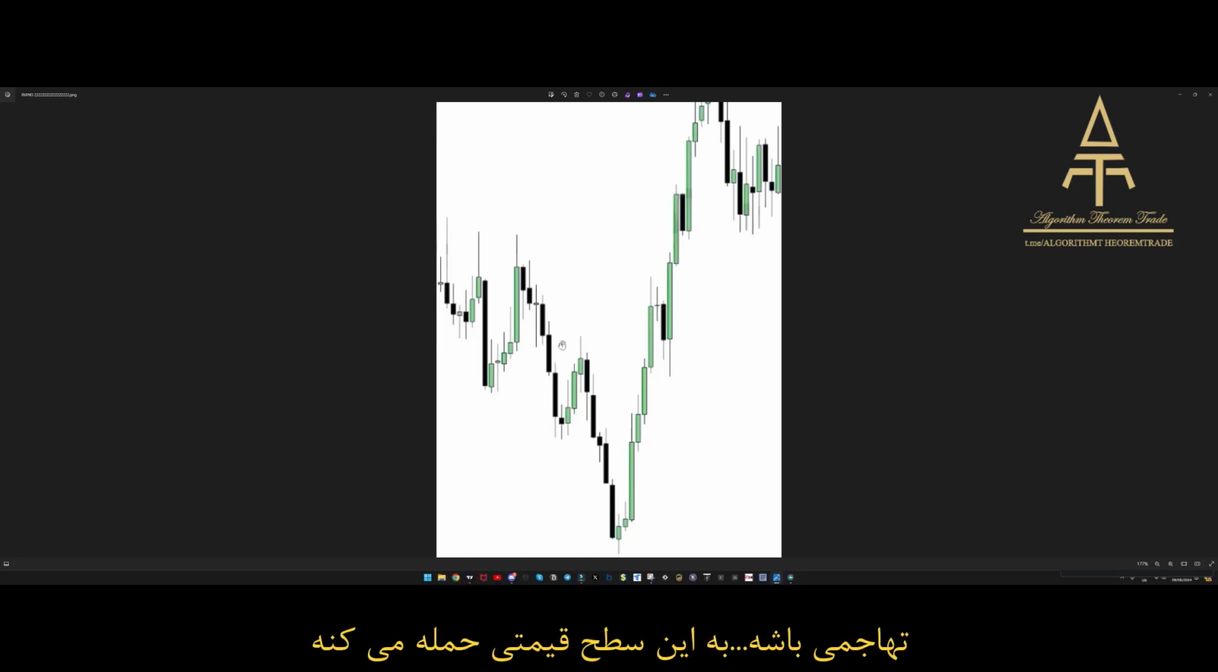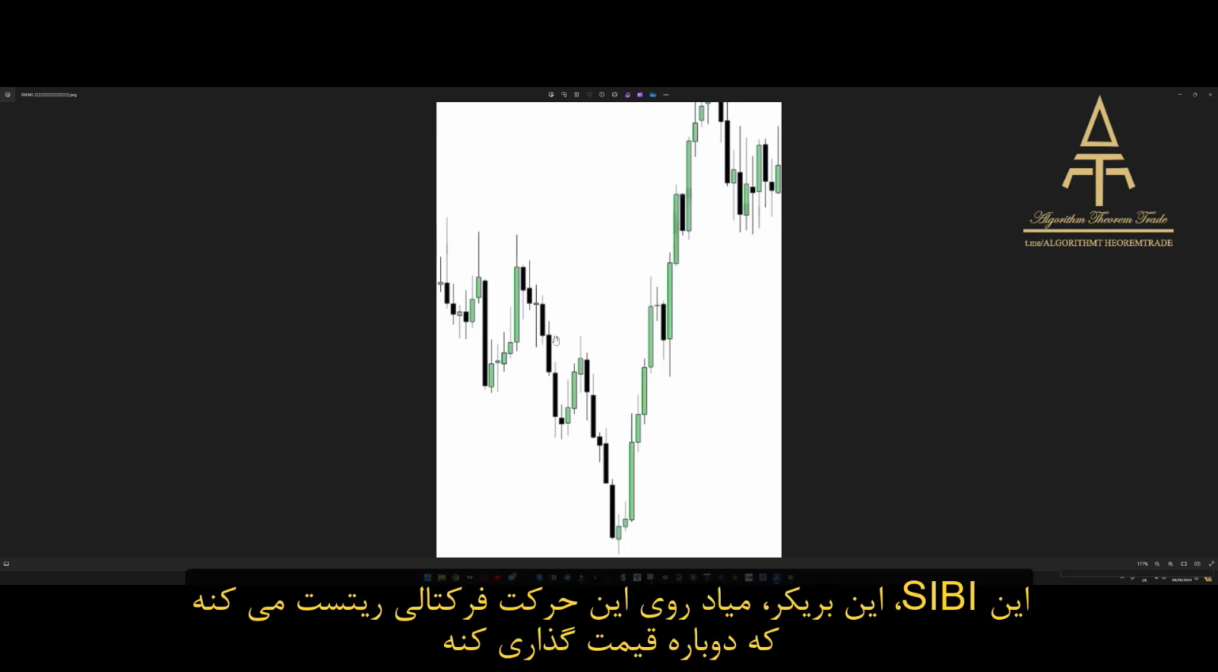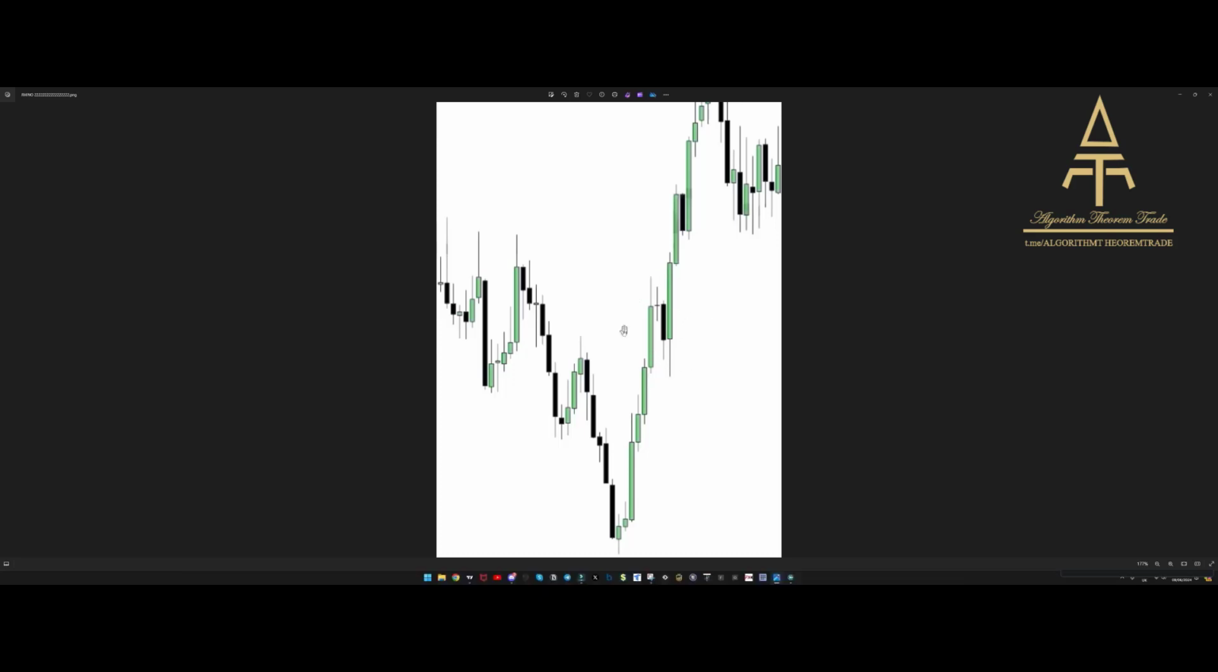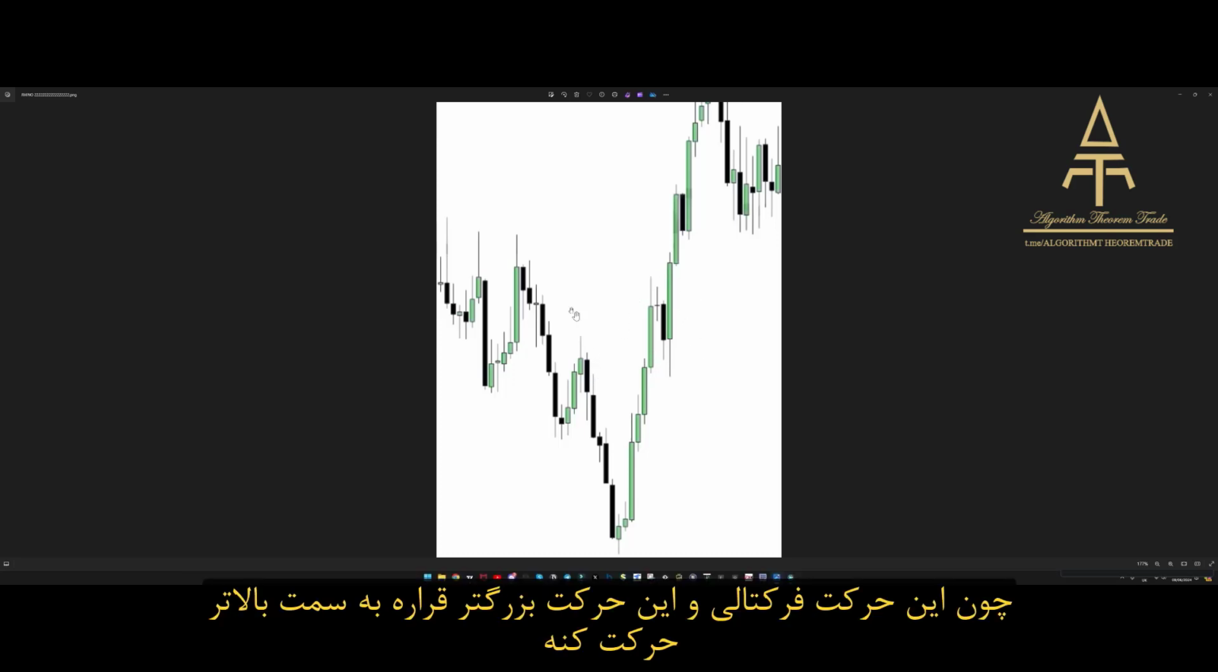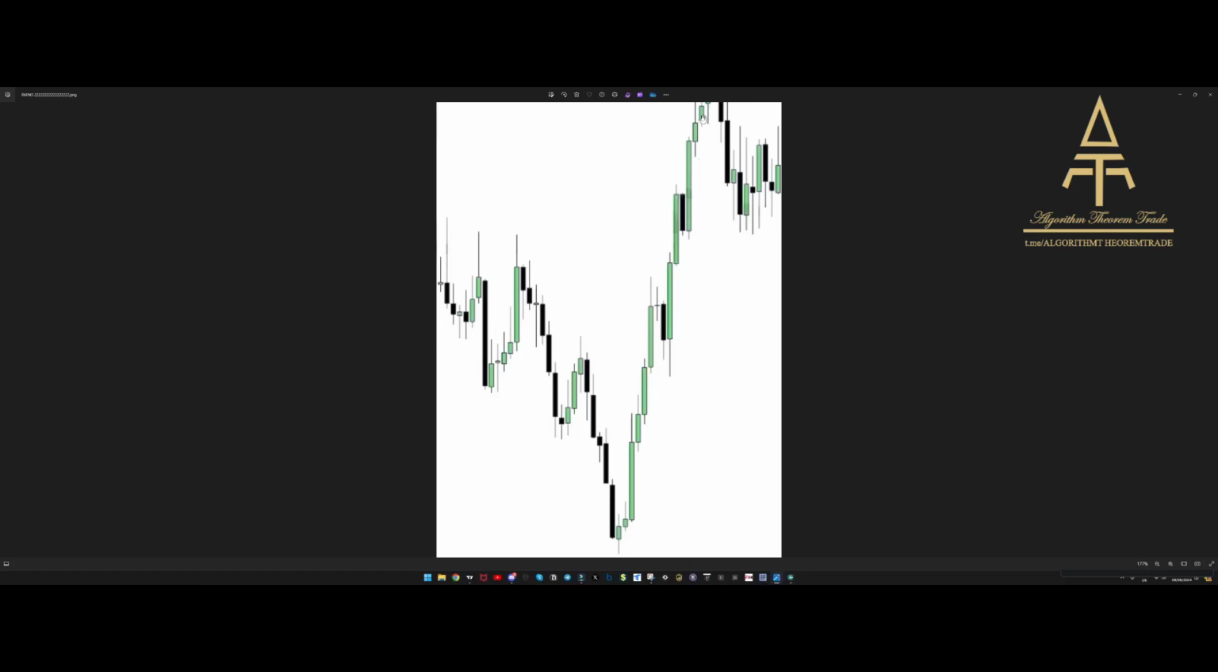Violates this price level. Okay. This SIBI. This breaker. Retests to reprice again on the fractal move, because this is the fractal move of this bigger move, before going higher. And once this happens, this is the trigger.